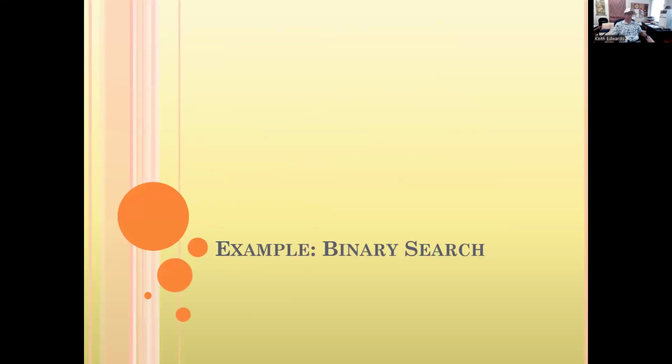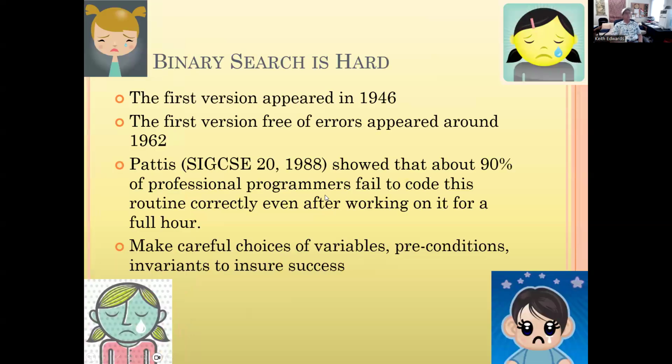An example that you may have seen, and probably saw in CS150, is binary search. And binary search is actually really tricky. The first version of this in terms of a program appeared in 1946, which was shortly after the advent of the electronic computer. I'm certain that the algorithm existed before that, but the first coded version appeared in 1946. The first version that was actually free of errors didn't appear until around 1962. So that's 16 years that it took us to code that as a field.